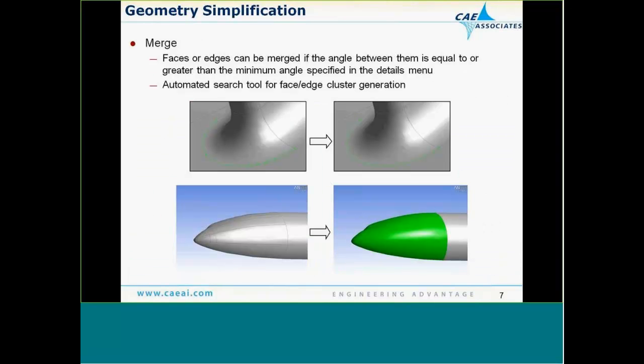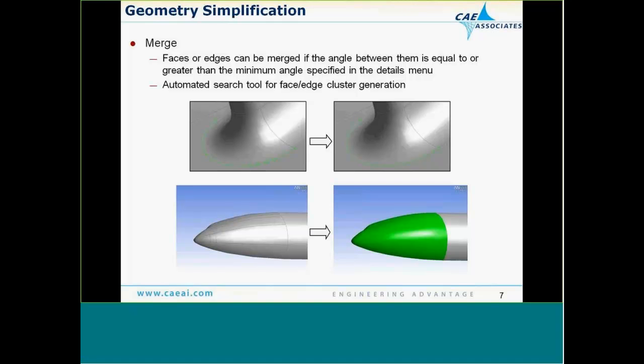Another tool that we use is the merge operation. Now the merge operation is available for CAD files when we have more detail than is really necessary for analysis. So for instance, if we look at the pictures on the bottom of the slide, we have an edge highlighted that is split into 6 sections.